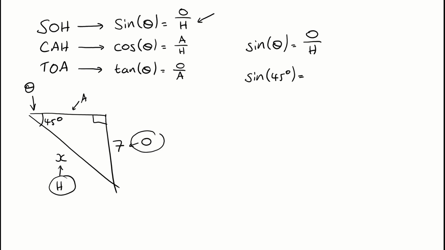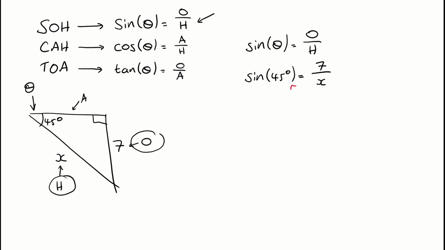Our opposite side we know is 7. And our hypotenuse, that's what we're trying to find. That's our x there. Okay, now to rearrange this equation can be a little bit tricky, and there is a little shortcut that we can do. It's okay to remember the shortcut, but I'm also going to go through why it works.